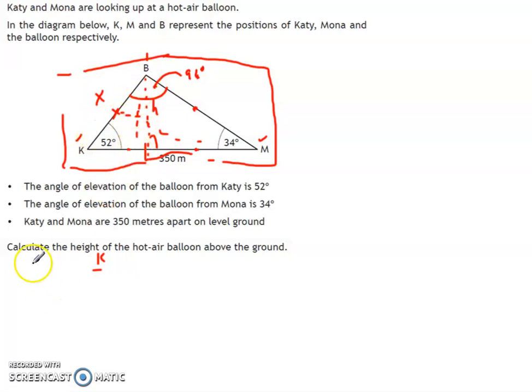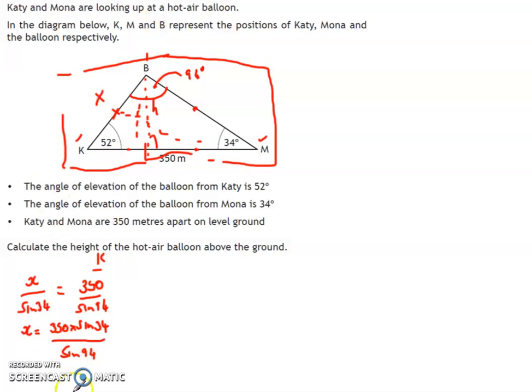So what I can then say is fine, so X over sine 34 equals the ratio of these two sides, so it equals 350 over sine 94. Now that I've got this, I can shift the sine 34 up and I can solve it to find X. So I then know that X is equal to 350 times sine 34 all divided by sine 94.